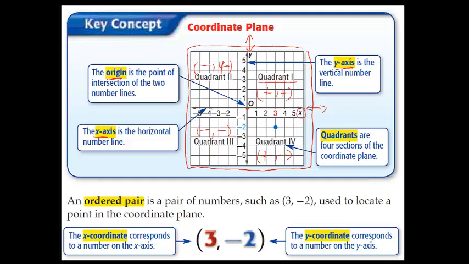What is an ordered pair? An ordered pair is a set of numbers, such as (3, -2) in brackets, which is used to locate a point on the coordinate plane. So this is basically the address of a point on the coordinate plane. Our ordered pair is always written in the same format. You always have the x value first, then a comma, and then the y value, and it's always in brackets.